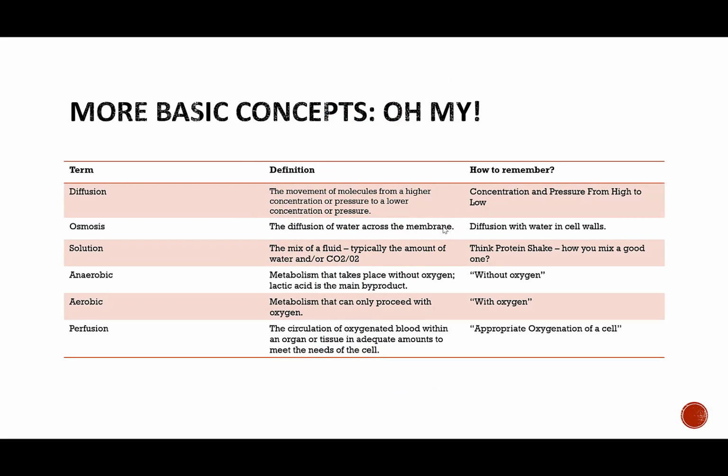First, diffusion. You're going to hear about this over and over, and what you need to know is diffusion is always talking about molecules or fluids, but typically molecules from a higher concentration of pressure to a lower concentration of pressure. Now, don't get too wrapped up in what all that means. Just know that diffusion means things move from higher concentration to lower concentration, okay? You can read up on that a little more if you want, but the important part is concentration and pressure from high to low.